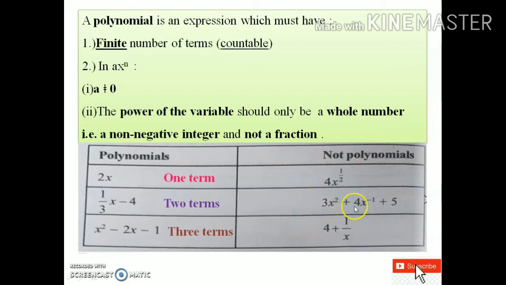Here also, 3x squared plus 4x power minus 1, we have a negative power, so it is not a polynomial. Here, 4 plus 1 by x. As 1 by x is in the denominator, 1 by x can be written as x power minus 1. So x power minus 1 means again it is not a polynomial. So remember, whenever x or any variable is in the denominator, it is not a polynomial.